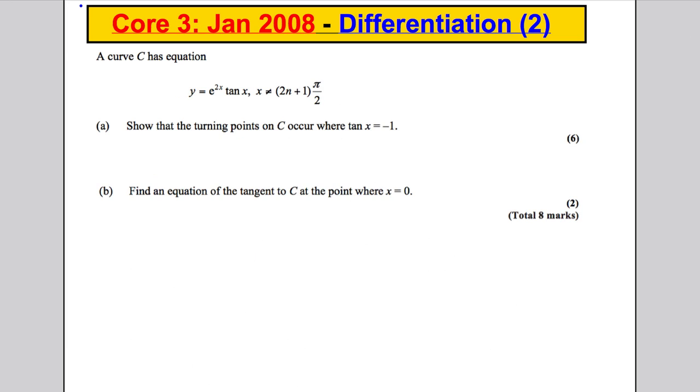Okay, next question. Right, let's go through the answers. There's your curve. You want to show the turning points are at tan x is negative 1.